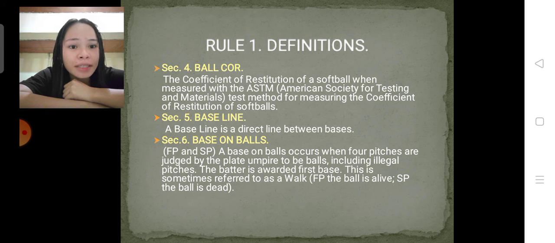Section number 6, base on balls. FP and SP: a base on balls occurs when 4 pitches are judged by the plate umpire to be balls, including illegal pitches. The batter is awarded first base. This is sometimes referred to as a walk. FP, the ball is alive. SP, the ball is dead.